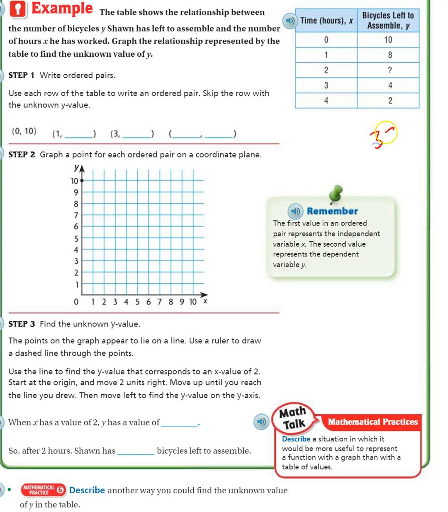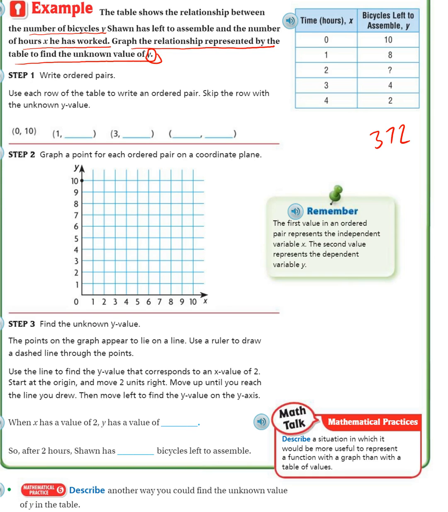All right, now I'm on page 372 of the Go Math textbook. Let's do another example. The table shows the relationship between the number of bicycles, Y, Sean has left to assemble, and the number of hours, X, he has worked. Graph the relationship represented by the table and find the unknown value of Y.